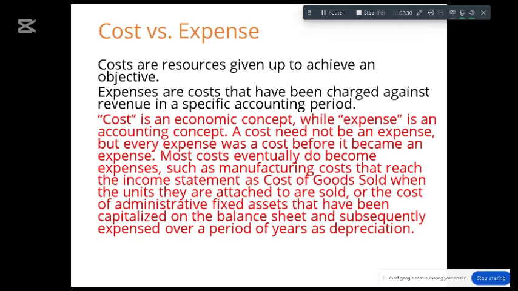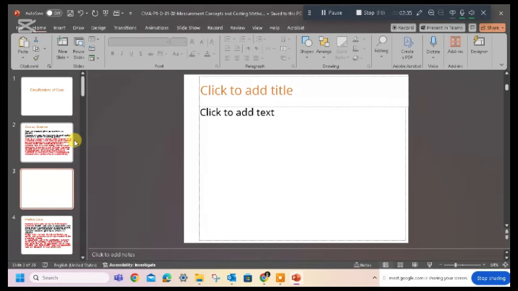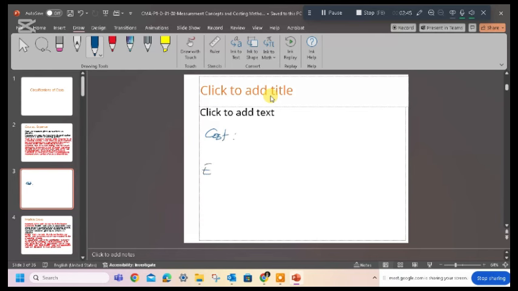Classification of costs. First of all, let's understand what is the difference between expense and costs. Any outflow of economic resource is going to be known as cost. That means if I pay something, that is a cost. But that will be an expense only if it is eligible, if we can take that into the P&L, profit and loss account.